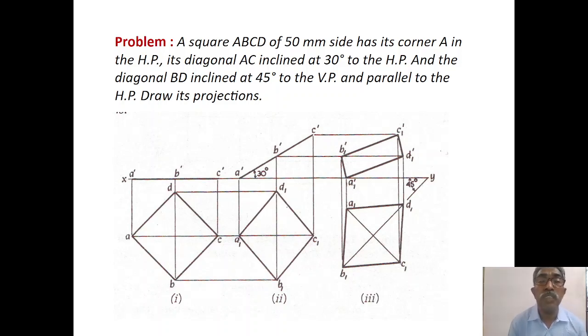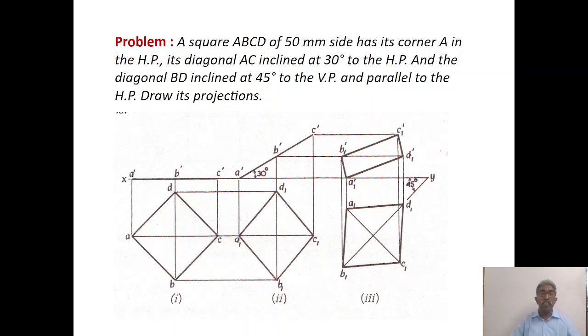A square ABCD of 50 mm side has its corner A in the horizontal plane, its diagonal AC inclined at 30 degrees to the horizontal plane, and the diagonal BD inclined at 45 degrees to the vertical plane and parallel to the horizontal plane. Draw its projections. So here also the plane is inclined to both the horizontal plane and the vertical plane. That's why you have to solve the problem in three stages.